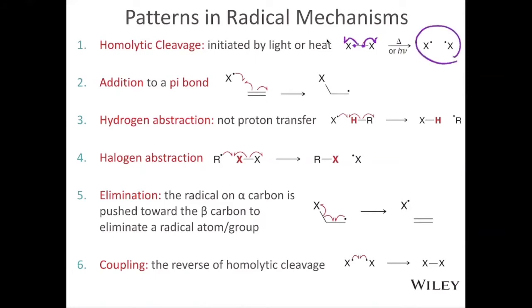We can have addition to a pi bond, and so that single electron reacts with one of the electrons from the pi bond to form a new sigma bond right here, and then we have that last electron hop onto the end, and so we end up with this product.